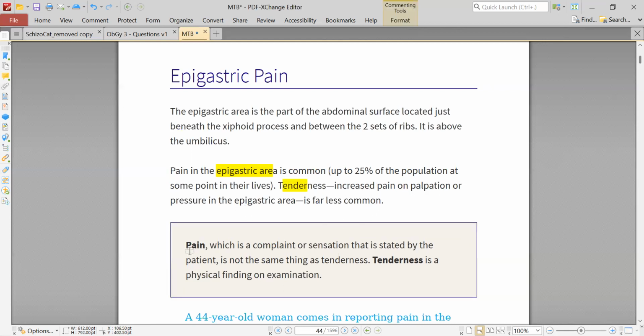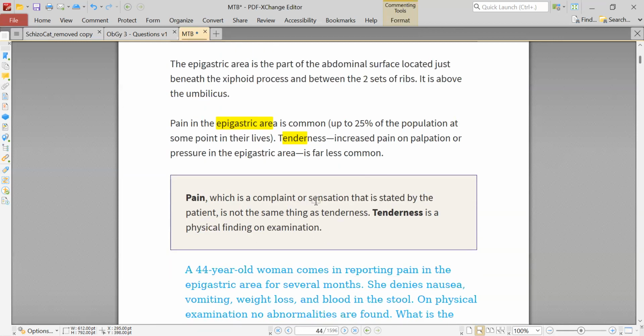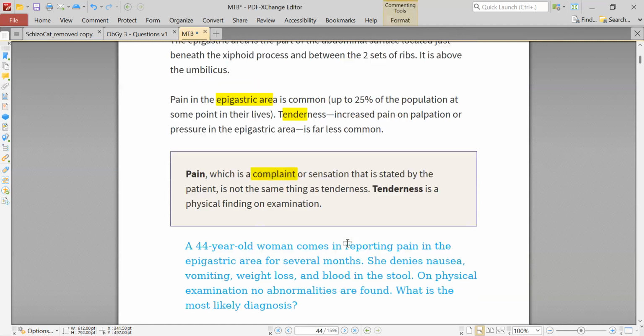The pain is the most common complaint, the sensation reported by the patient. It's not the same thing as tenderness. Tenderness is a physical finding which a clinician finds, right? So the pain is the patient's complaint in his own language.